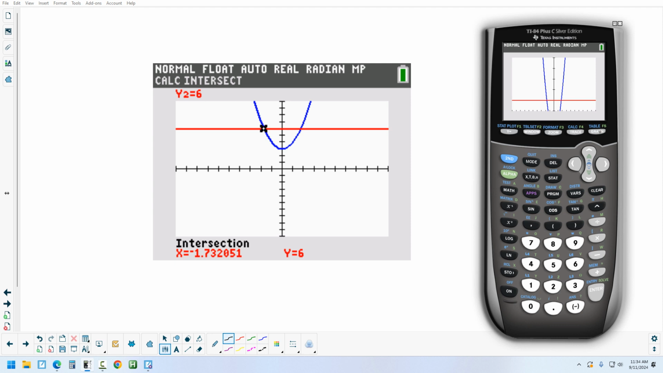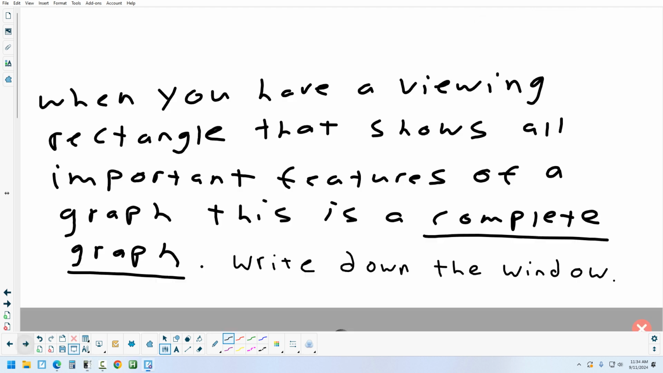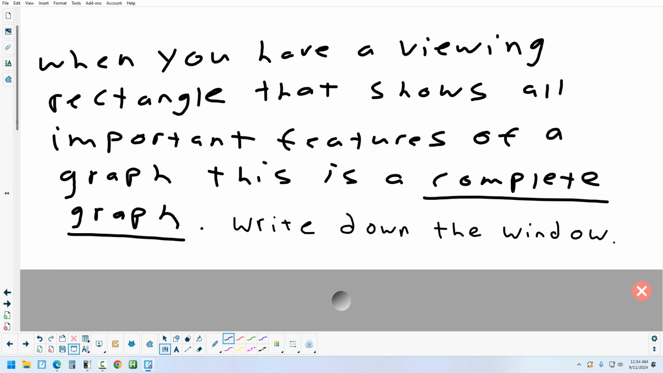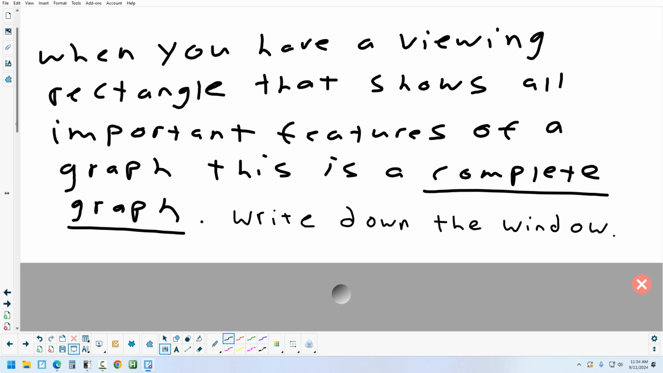So when you are looking for a window that shows all the important features of a graph, that's called a complete graph. Okay, what is an important feature? Well, it depends on the problem. Things that could be important features would be where two things cross, where a graph crosses the x or the y-axis, that could be important. Or maybe if you had a parabola, like a minimum and a maximum, those could also be important.